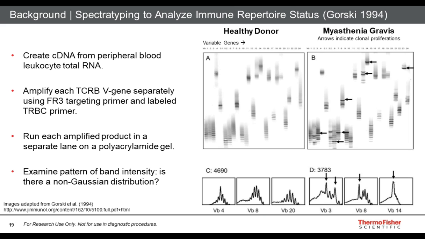And this described a method for analyzing the T cell repertoire. And this involves a singleplex amplification of individual variable genes using FR3 and constant gene primer pairs. Each PCR product was loaded into a separate well of a gel and then visualized. And in healthy individuals, one would observe for each variable gene a roughly Gaussian distribution of band intensity, where each band corresponds to a different CDR3 nucleotide length.